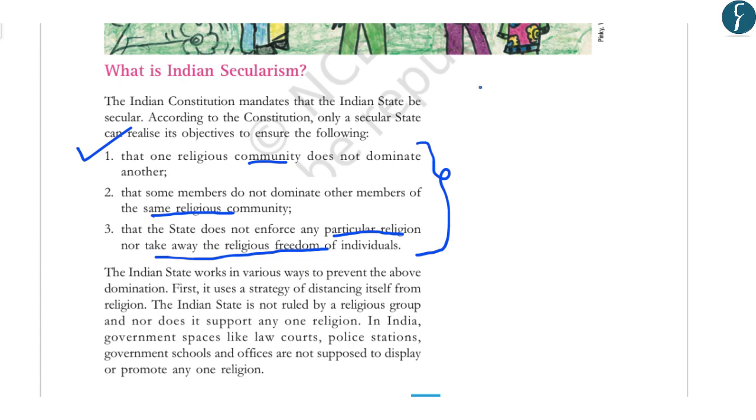So in order to practice these important aspects of Indian secularism, the Indian state works in three ways. The first strategy of the Indian state is to distance itself from the religion, which means that the Indian state is not ruled by any religious group. And secondly, it does not support any one particular religion. So in this case, we note that the government spaces like the courts, the police stations, or the government schools and offices are not supposed to display or promote any one particular religion.